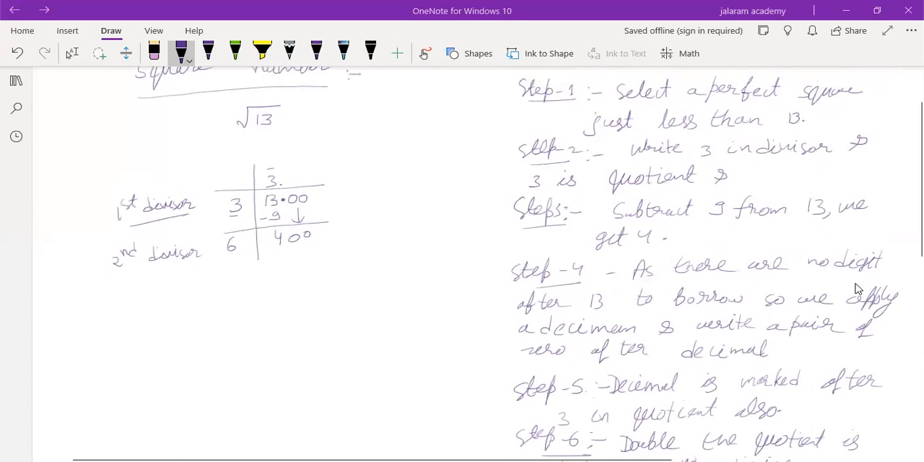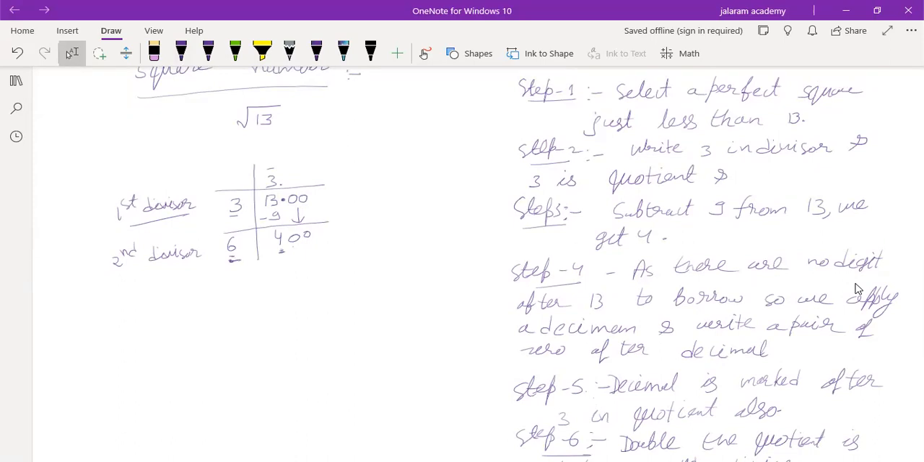So we will now use the table of 6. 6 ones are 6, less than 40. 6 twos are 12. 6 threes are 18. 6 fours are 24. 6 fives are 30 and 6 sixes are 36. 6 sevens are 42, which is greater. So we have to multiply by 6 to get below 40.